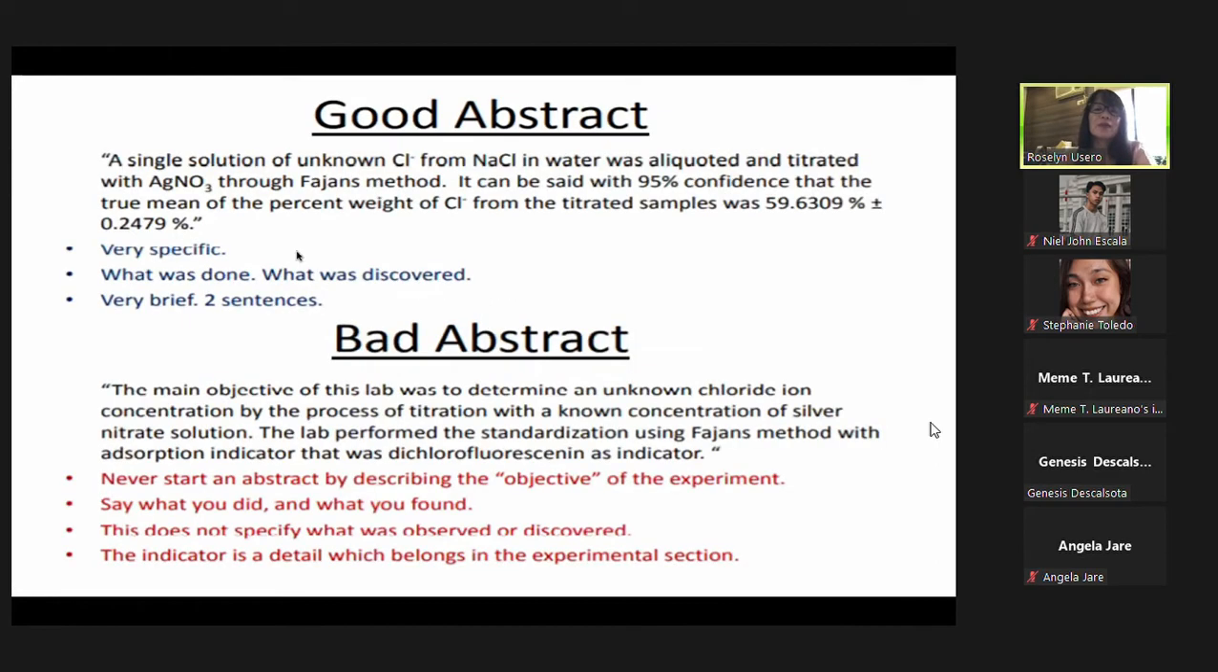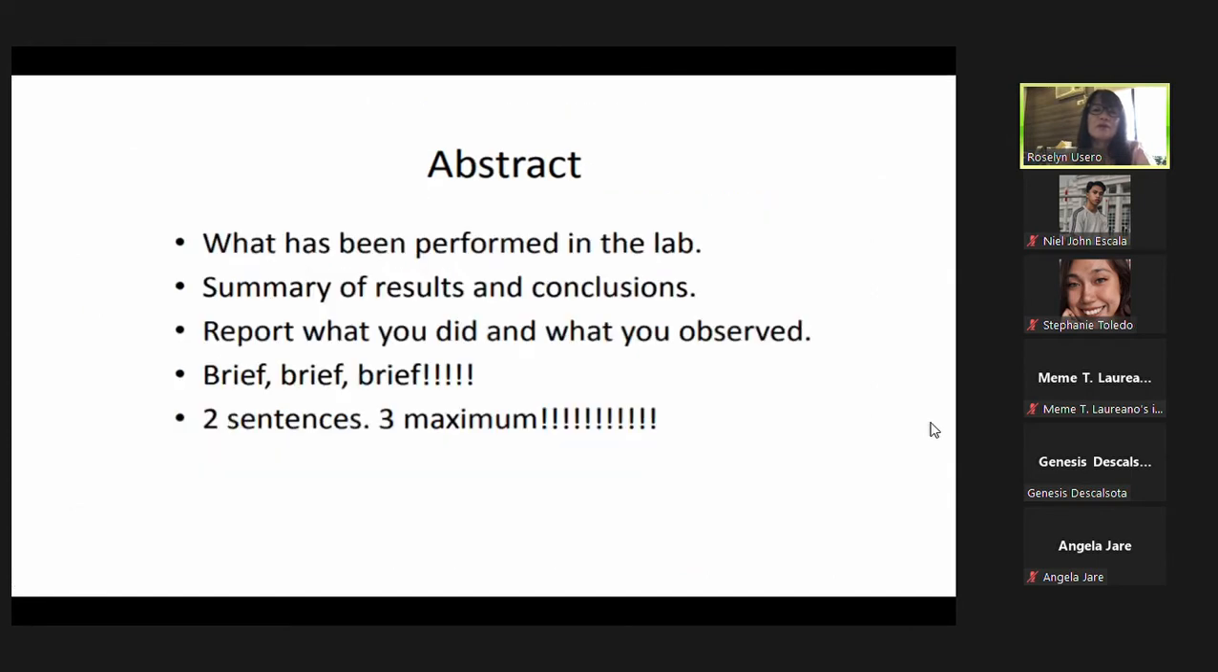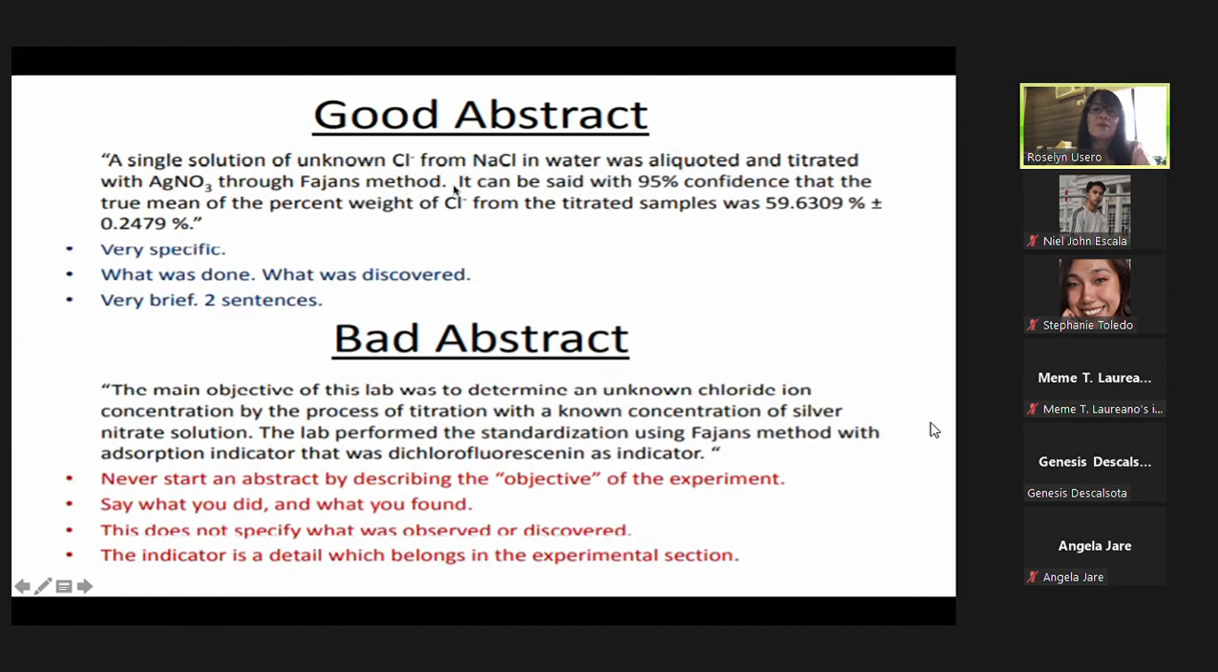Next, this is an example of a good abstract. A single solution of unknown chlorides from sodium chloride in water was aliquoted and titrated with silver nitrate through Fajan's method. So this is what has been performed in the lab. It can be said that 95%, so you already have your statistics here, that the true mean of the percent weight of the chlorides from the titrated sample was 59 point. So take note also of the significant figures.